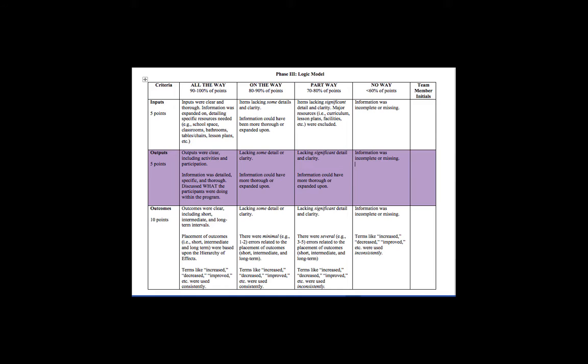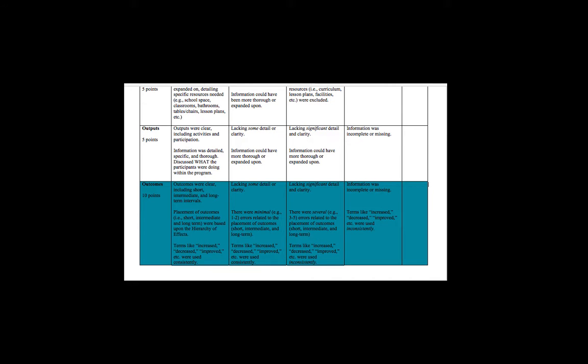In the all the way column, the outputs are clearly stated and include activities and participation. So you are giving information that is detailed, specific, and thorough. So what are participants doing? What kind of activities are they participating in? What kind of tasks are they being asked to do? Those kinds of things. As we go down the point scale, the biggest thing is it is lacking in detail and clarity, and information could have been expanded on.